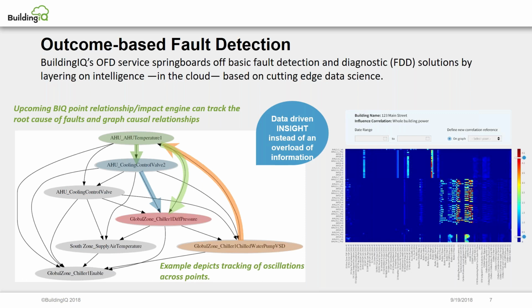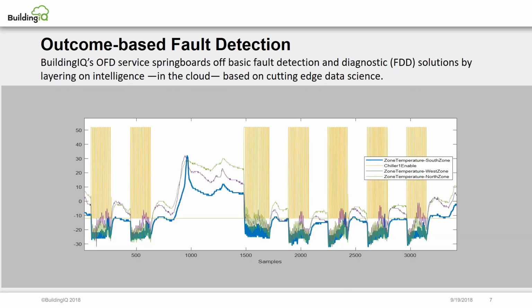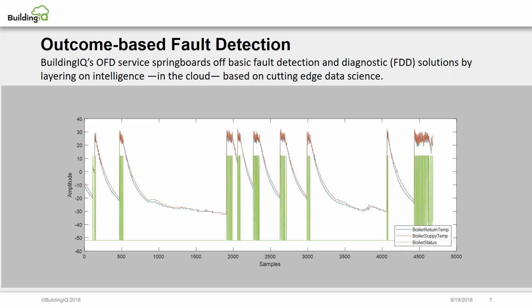We were looking at the oscillations as one example, and this is the part where I talked about snoring. Think of the building as kind of snoring. The oscillations in the building, as you can see here, showed mutual oscillation, where the chiller enable was oscillating at the exact same frequency as the zone temperatures from 3 different zones. I also looked at another example where the boiler return temperature and boiler supply temperature were all oscillating with the boiler status at the exact same frequency.